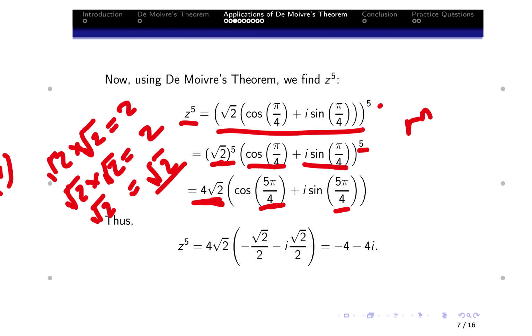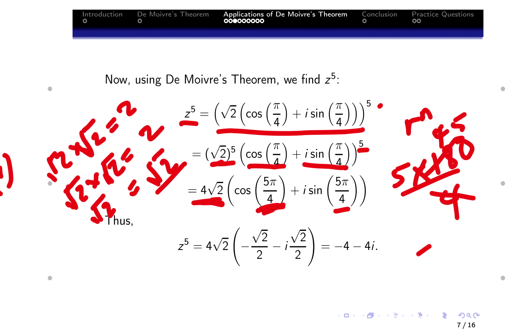Now, how do you unpack this particular 5 pi over 4? Pi is 180, so it's like 5 times 180 divided by 4. So 4 here is 1, 4 here is 45. 5 times 45 is 225 degrees. So how do you take care of 225 degrees?